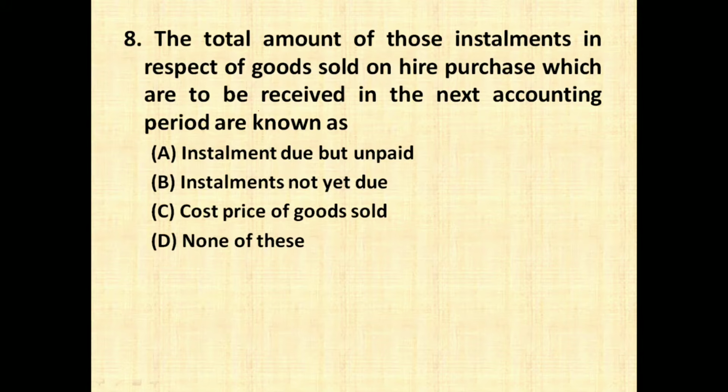The total amount of those installments in respect of goods sold on hire purchase which are to be received in the next accounting period is known as: installment due but not paid, no. Installment not yet due, yes. So option B, installment not yet due, is the correct answer for this question.